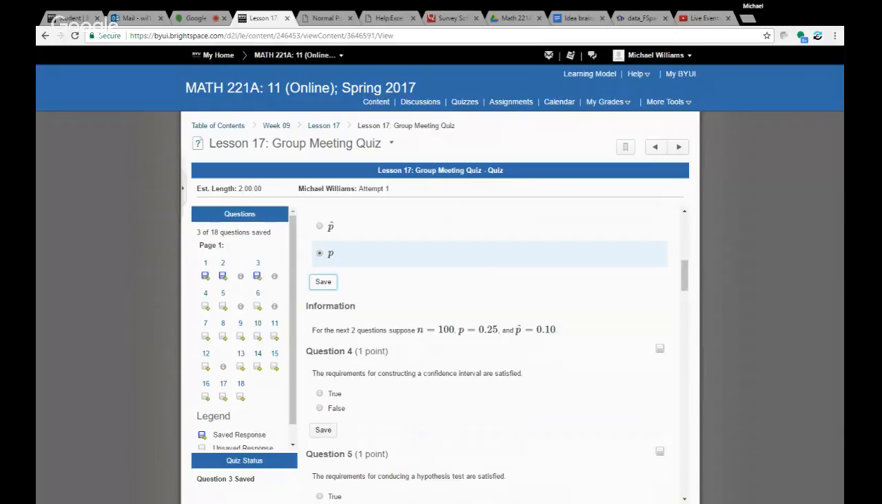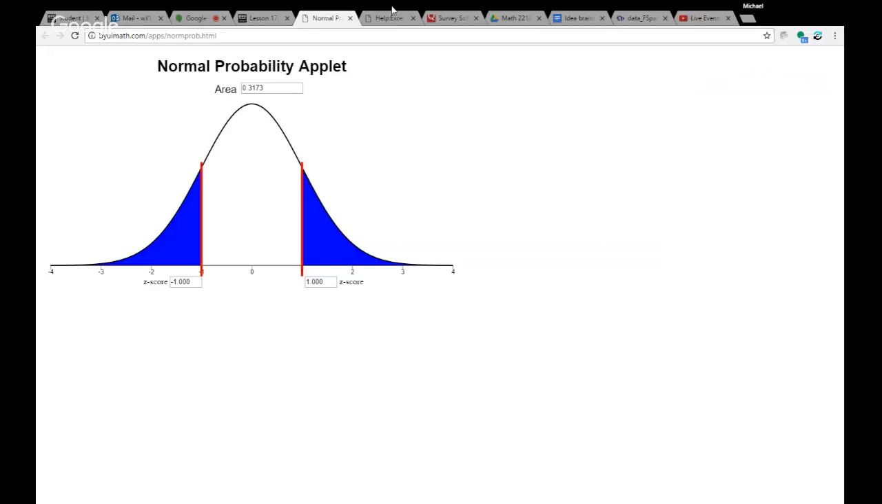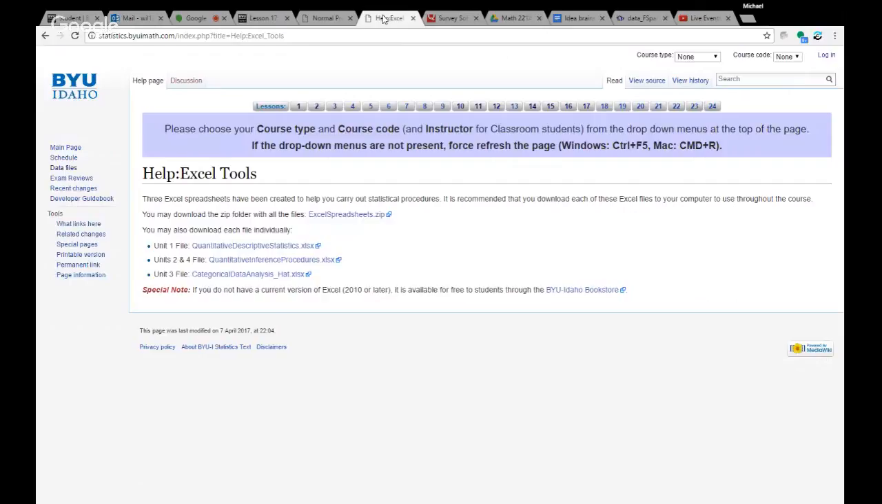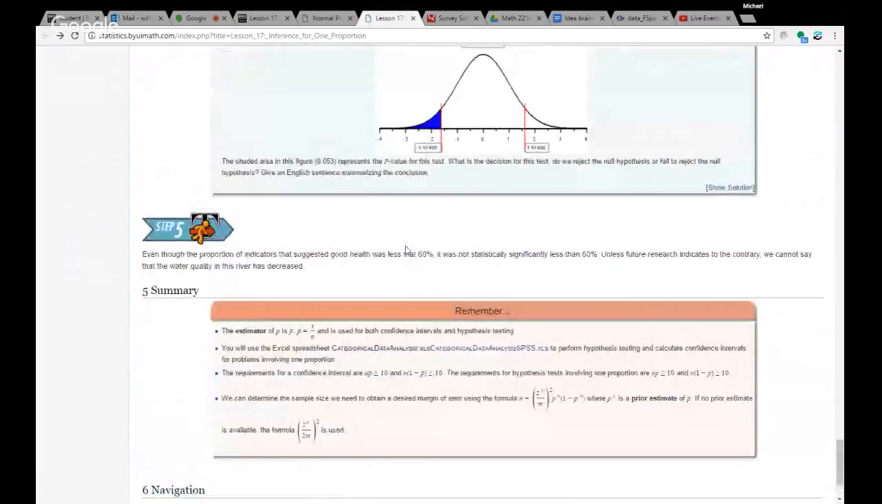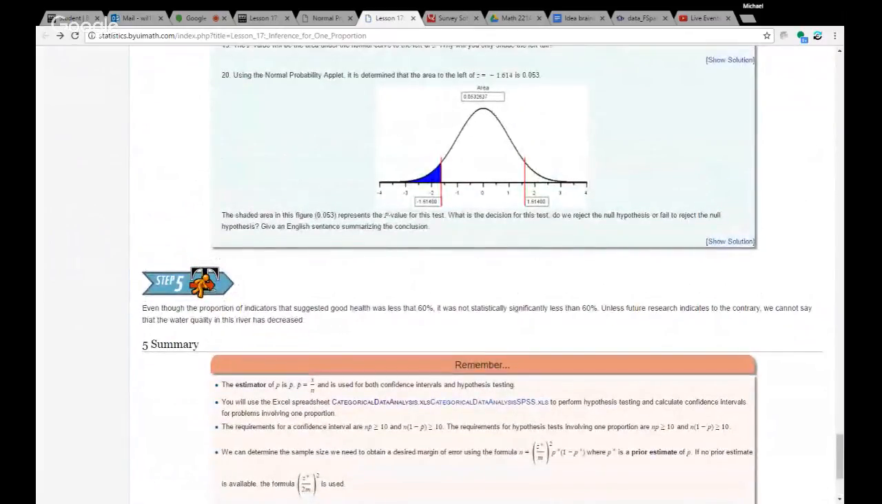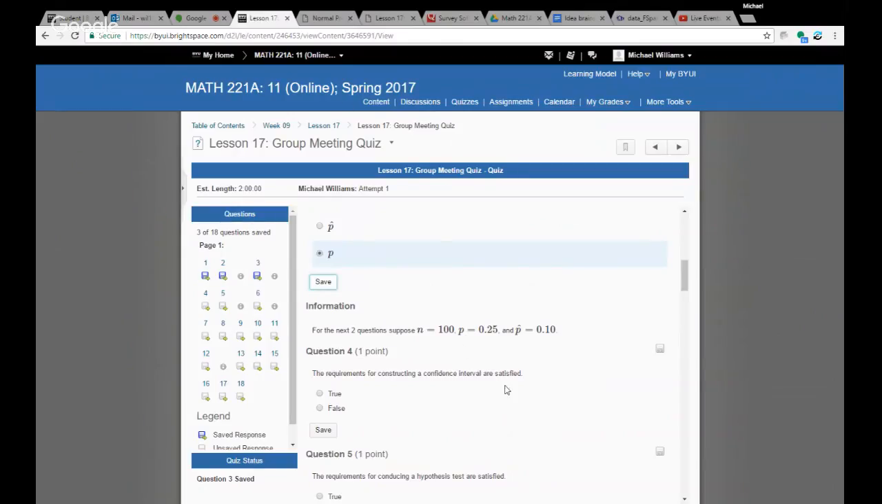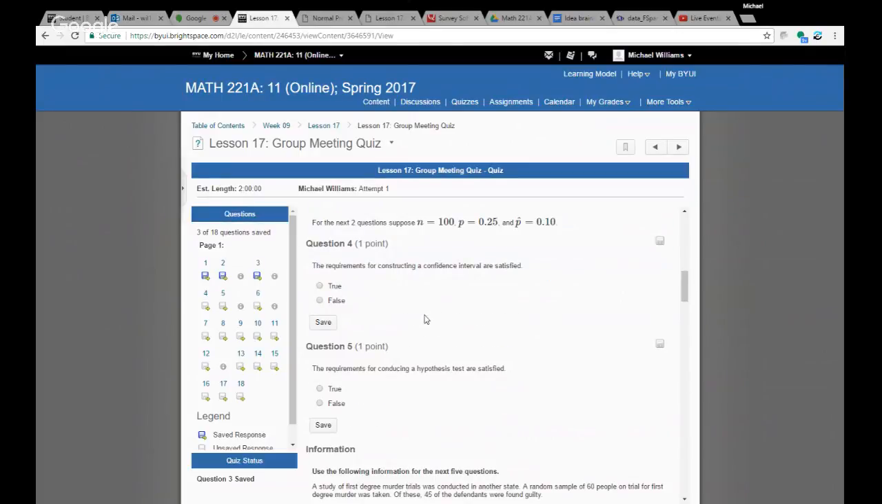So the requirements for constructing a confidence interval are satisfied. That's the formula where we have to check n times p hat is greater than or equal to 10. The first one is 100 times 0.25, and that is 25. Then n times 1 minus p hat: 0.75 times 100 is 75. So they're both satisfied, so yes, the requirements are satisfied. Correct. True.